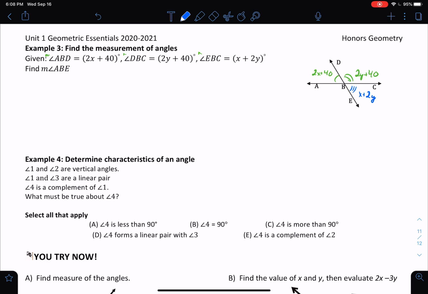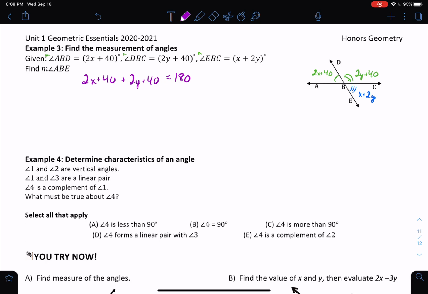All right, so let's see. We've got a couple different things here. We've got linear pairs and we have vertical angles. So we can set up some equations in order to solve for both x and y. We have a linear pair: 2x plus 40 and 2y plus 40. Those two adjacent angles form a linear pair, form a straight line. So those two together are going to equal 180.